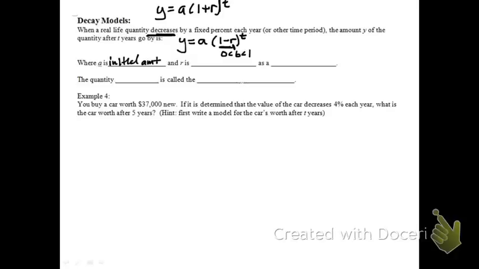I'm just going to write initial amount like that. r is the percent decrease as a decimal. Of course, right? We never put in just straight percents into our formulas. And the quantity 1 minus r is called the decay factor, whereas, remember, in growth, 1 plus r was called the growth factor.